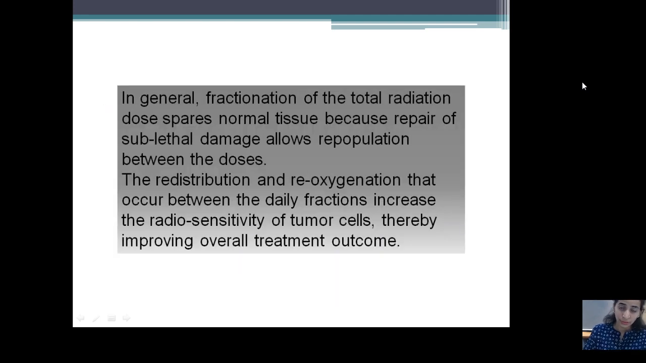So as a gist, we can say that using the 4 principles, we are making use of fractionation. Fractionation of the total radiation dose spares the normal tissue because repair of sublethal damage allows repopulation between the doses. The redistribution and reoxygenation that occur between the daily fractions increase the radiosensitivity of the tumor, thereby improving the overall treatment outcome.